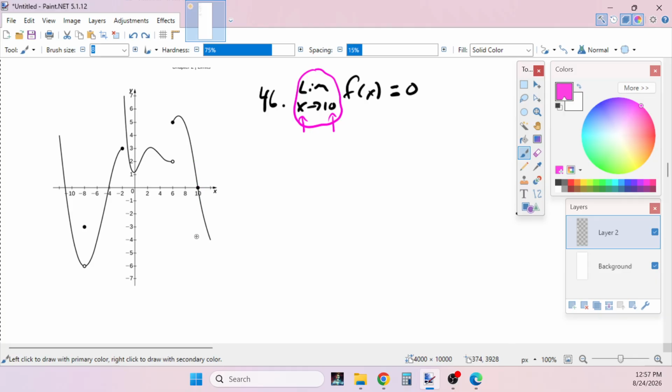And we want to see, if we are sliding along the graph from both sides, what is the y value that we come towards as we get closer and closer to 10? Well, that y value is pretty clearly 0. As we come down this side of the graph, the y values go down until we get to 0. From here, we're going up until we get to 0.